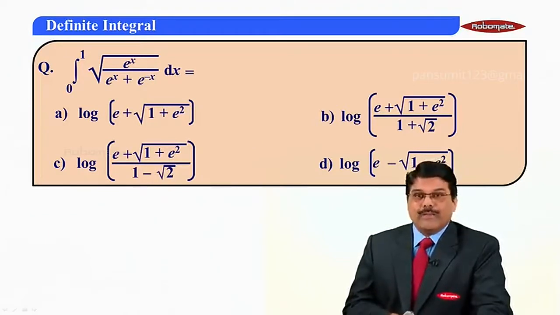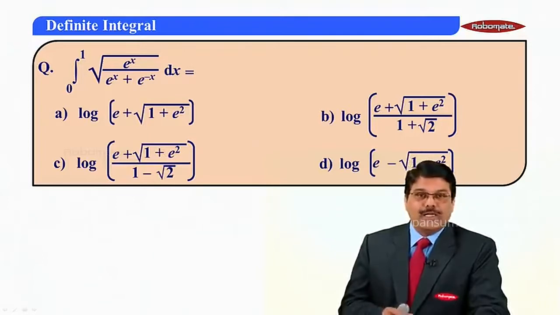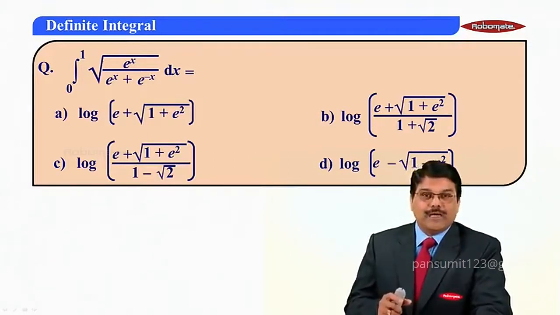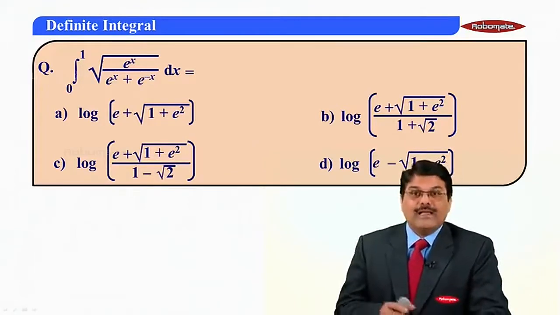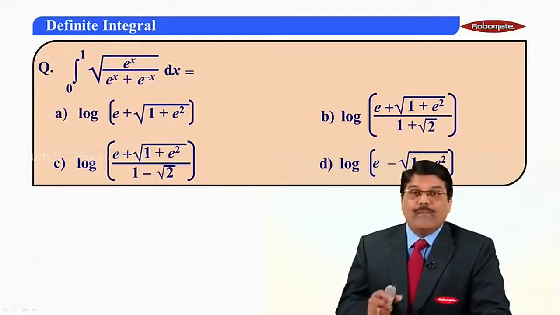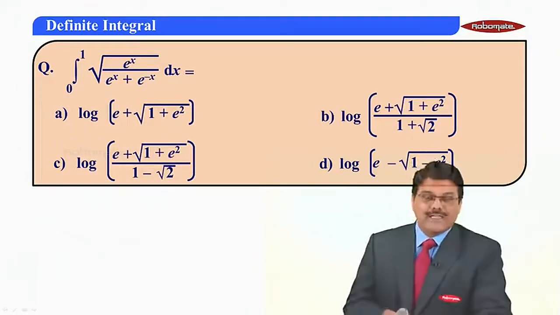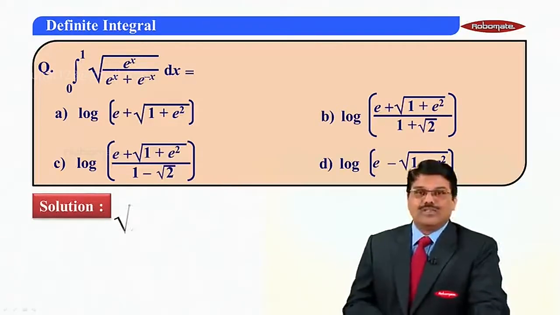First one, A, log of bracket e plus root of 1 plus e square. Option B, log of bracket e plus root of 1 plus e square upon 1 plus root 2. Right? Option C, log of e plus root of 1 plus e square upon 1 minus root 2. And option D, that is log of e minus root of 1 minus e square. Right? Now, let's see the solution.